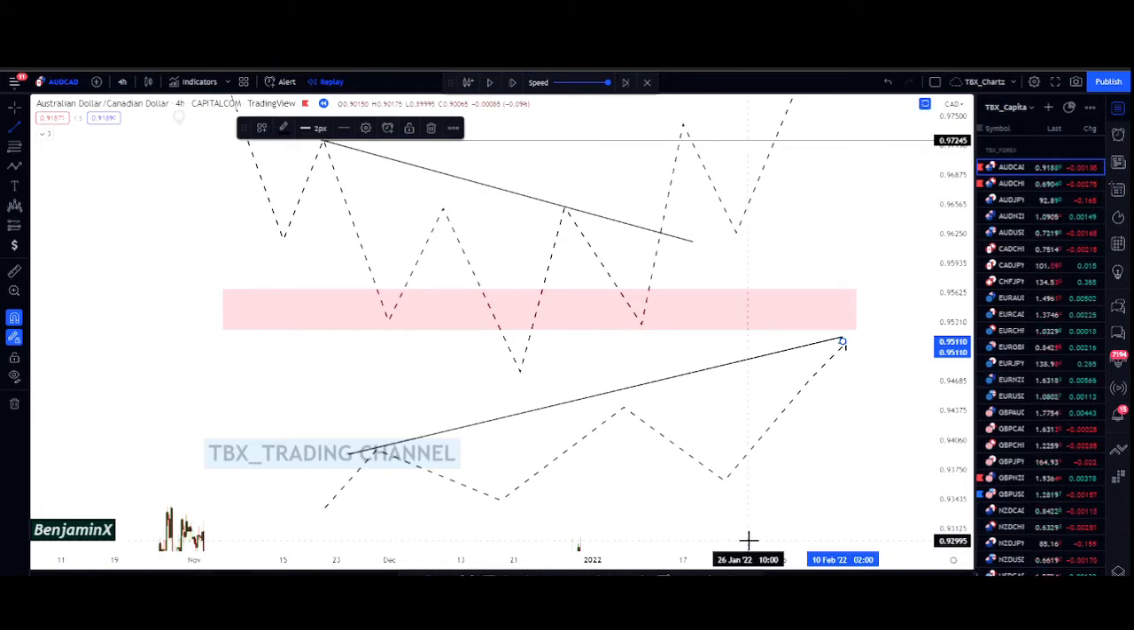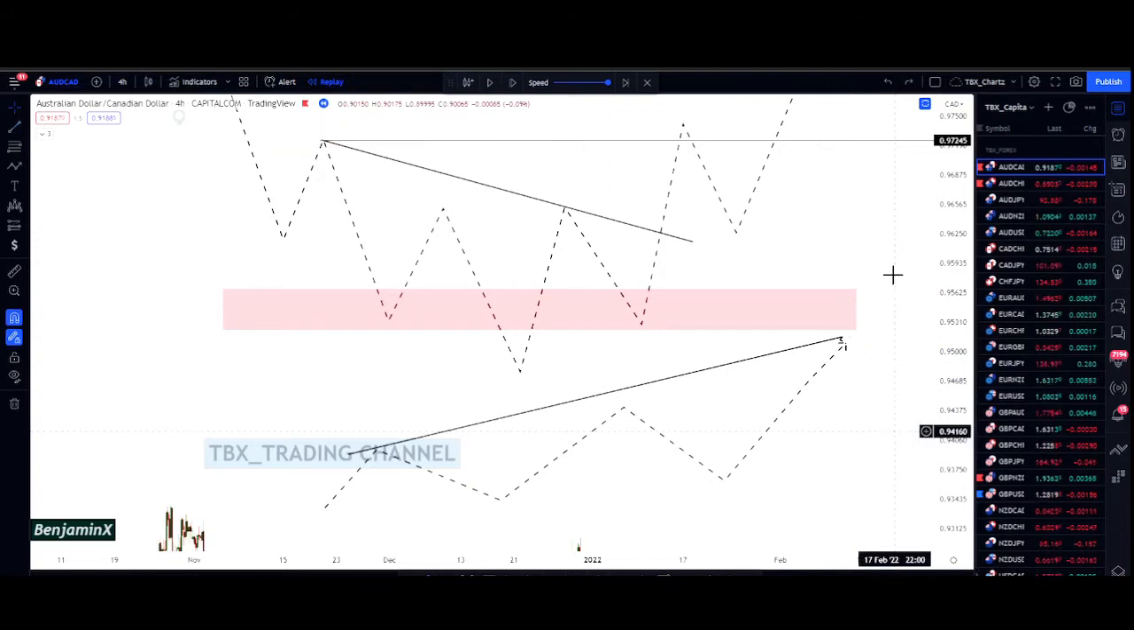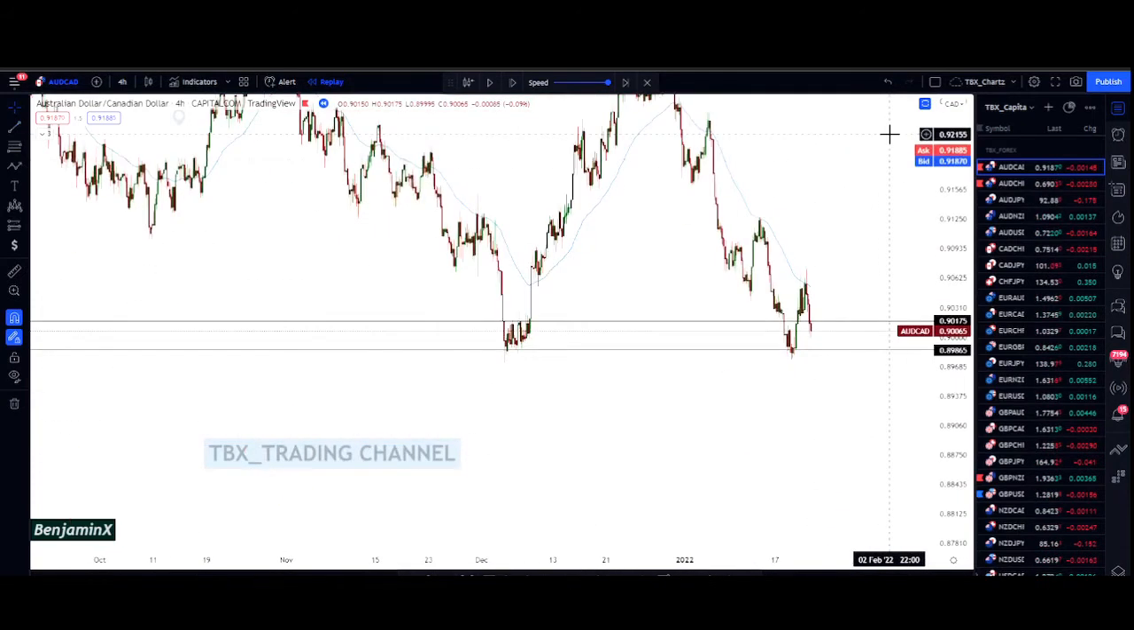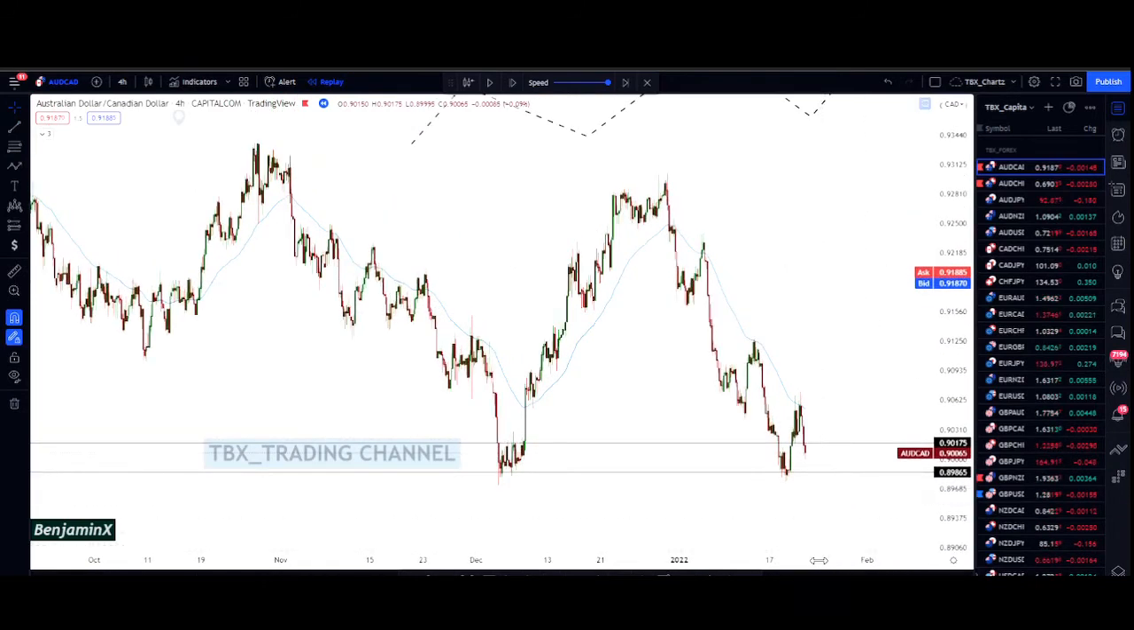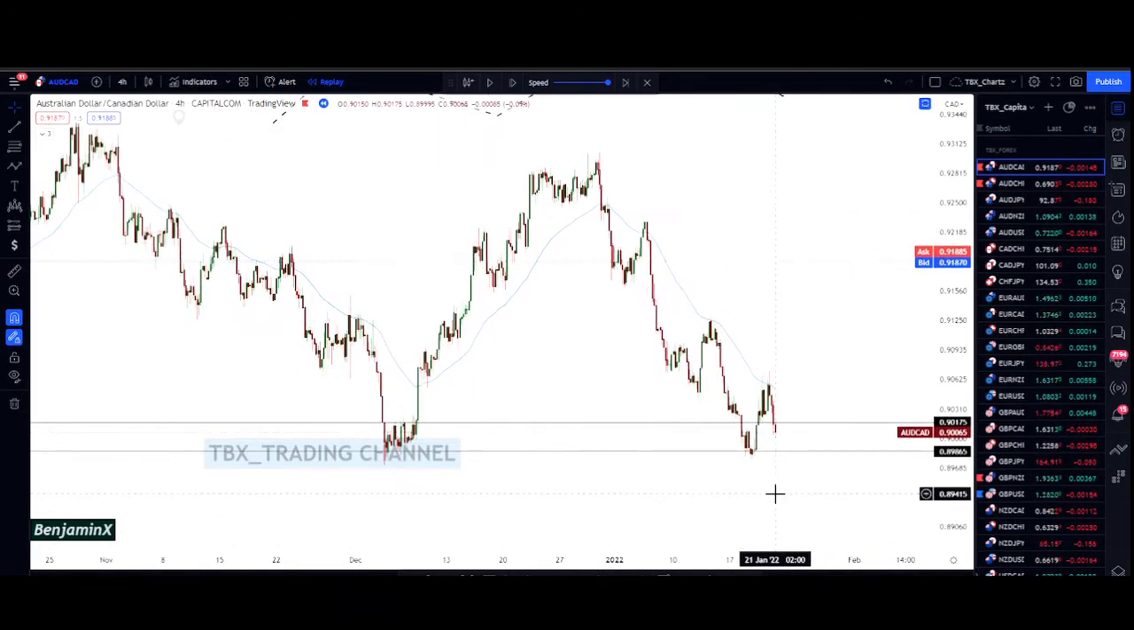This is going to be the major difference between trading the head and shoulders pattern as a continuation and as a reversal. And what is the major difference? Divergence. So let's check out the pair for today. The pair I'm looking at is AUD/CAD. Doesn't really matter.